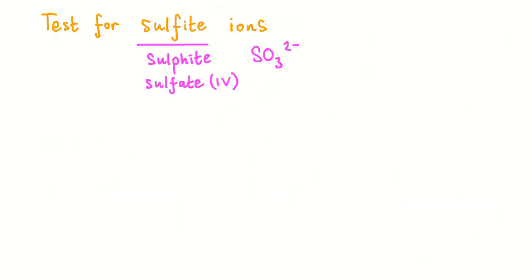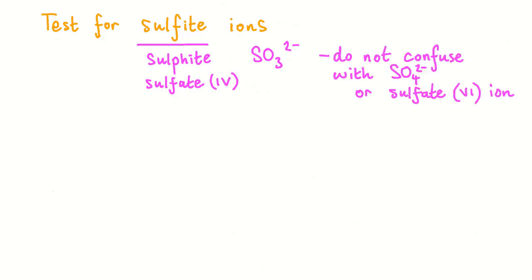Sulfite ions have the chemical formula SO3 2-. The word sulfite is sometimes spelled with a P and an H instead of an F. The sulfite ion is also sometimes known as the sulfate(IV) or sulfate 4 ion. This is easily confused with the sulfate or sulfate(VI) ion, which has the formula SO4 2-.